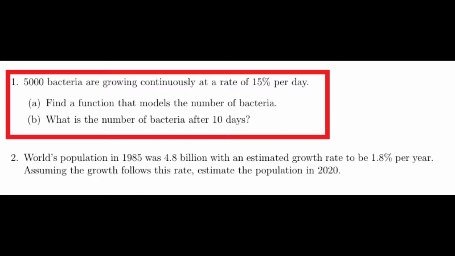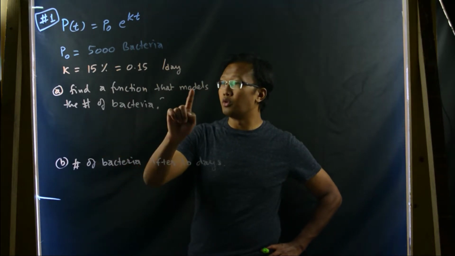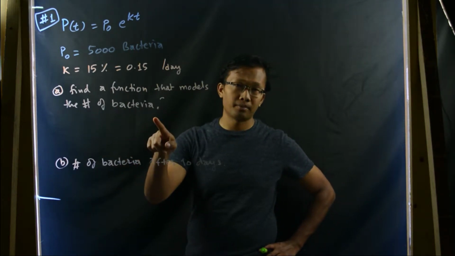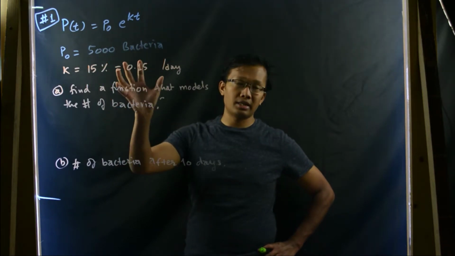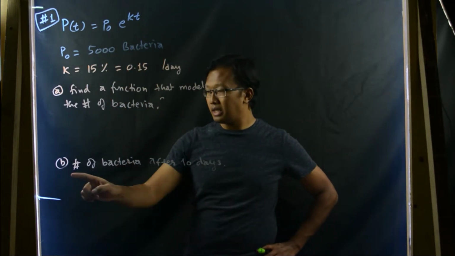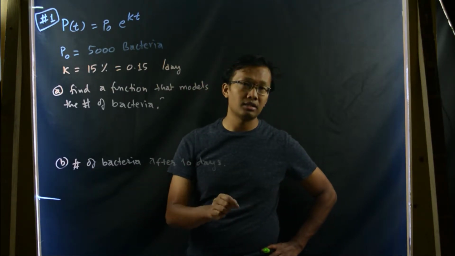You have seen problem number 1 on the screen, which says 5,000 bacteria are growing continuously at a rate of 15% per day. Find a function that models the number of bacteria. First of all, we need to find the function that governs this entire situation of growth. And then in part B, we need to find the number of bacteria after 10 days.